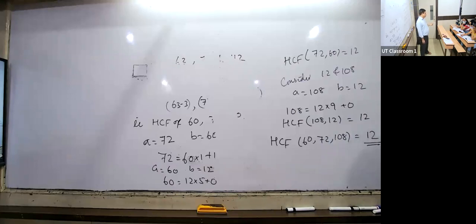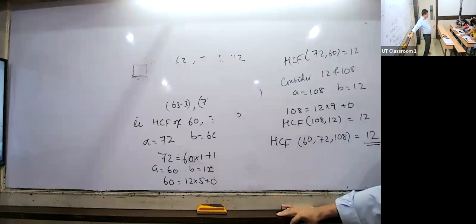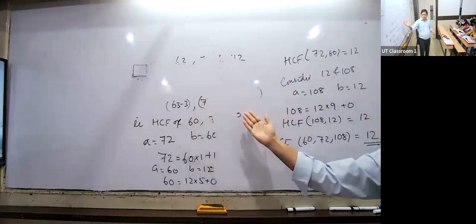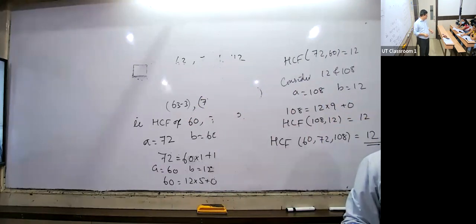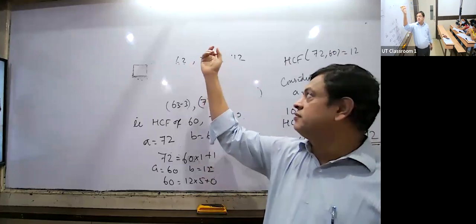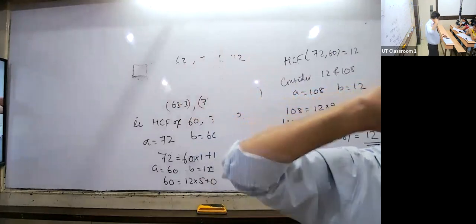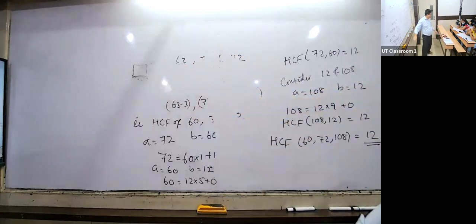Did you read the question? What is the question? The largest number which can divide 63, 77, and 112 leaving remainders 3, 5, and 4. So there is a number which, when you divide 63, 77, and 112, the remainders will be 3, 5, and 4. You have to find out what that number is. When you divide 63 by x, the remainder is 3. And 77 by x, the remainder is 5. And 112 by x, the remainder is 4.